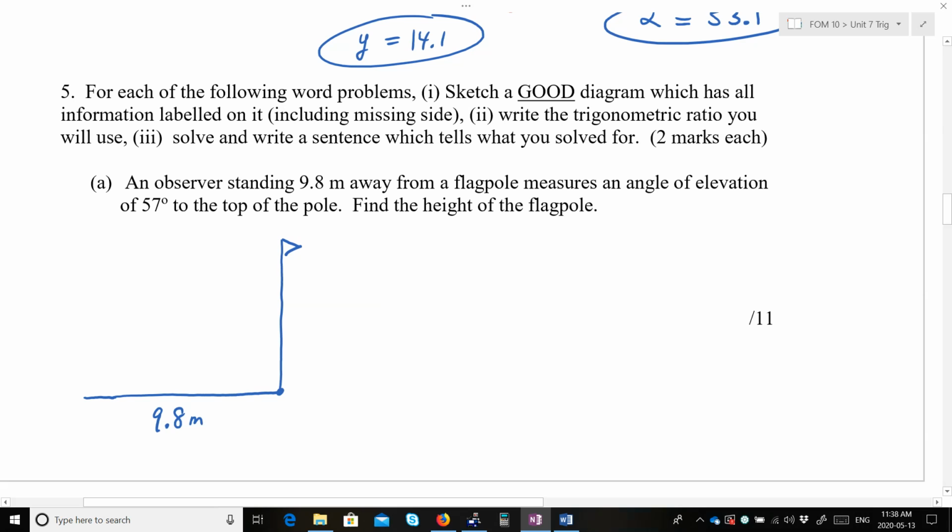Sorry about that, everyone. An observer standing 9.8 meters away from a flagpole measures an angle of elevation. The angle of elevation is the angle moving up from the horizontal. So the angle of elevation up to the top of the flagpole would be this one here, and they're saying that is 57 degrees. We assume this is 90 here. What we want to find is the height of the flagpole, so let's call it H right there.